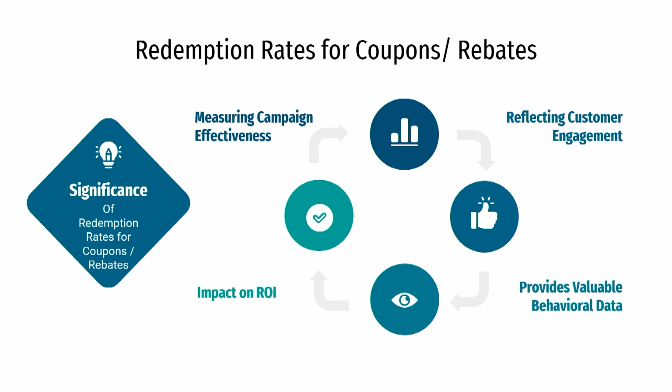Now, let us look at the significance of redemption rate for coupons and rebates. First significance is measuring the campaign effectiveness. Depending on the redemption rate, if the redemption rate is high, then we can say that probably the target is achieved, probably the objective of the coupon is achieved. But again, it cannot be a straightforward answer. We have to look into more detail.